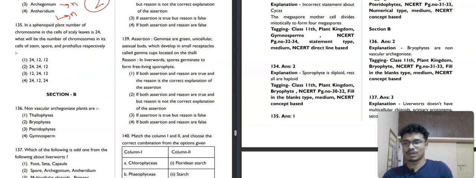Question number 135. In a Sphenopsida seed plant, Equisetum for example, the number of chromosomes in the cell of scaly leaves is 24. What will be the number of chromosomes in its cell of stem, spore and prothallus respectively? This is a very, very good question. If you solve this question, you can understand all the concepts of ploidy in the plant kingdom. So you can see this 135.